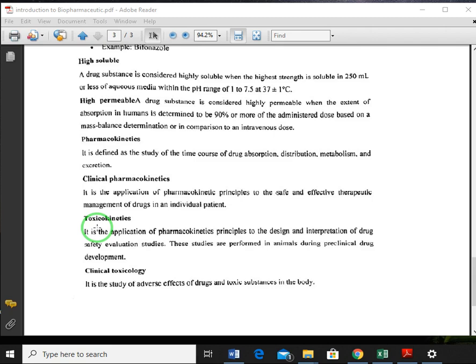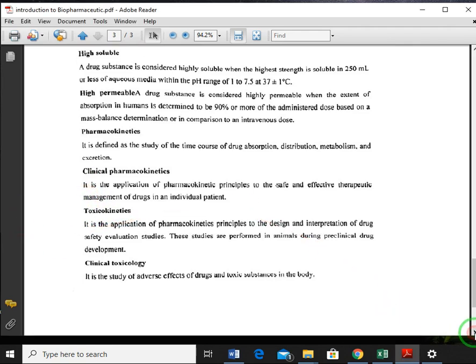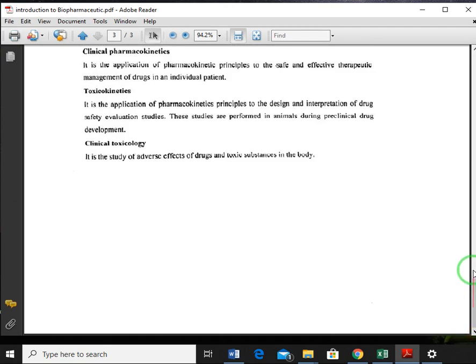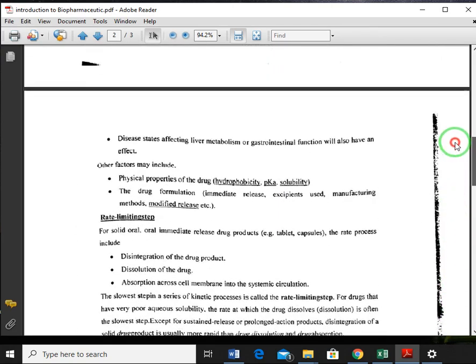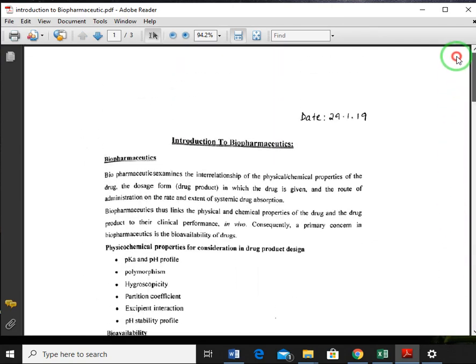What is the definition of clinical toxicology? It is the study of adverse effects of drugs and toxic substances in the body. This is a total introduction of biopharmaceutics. Thank you.